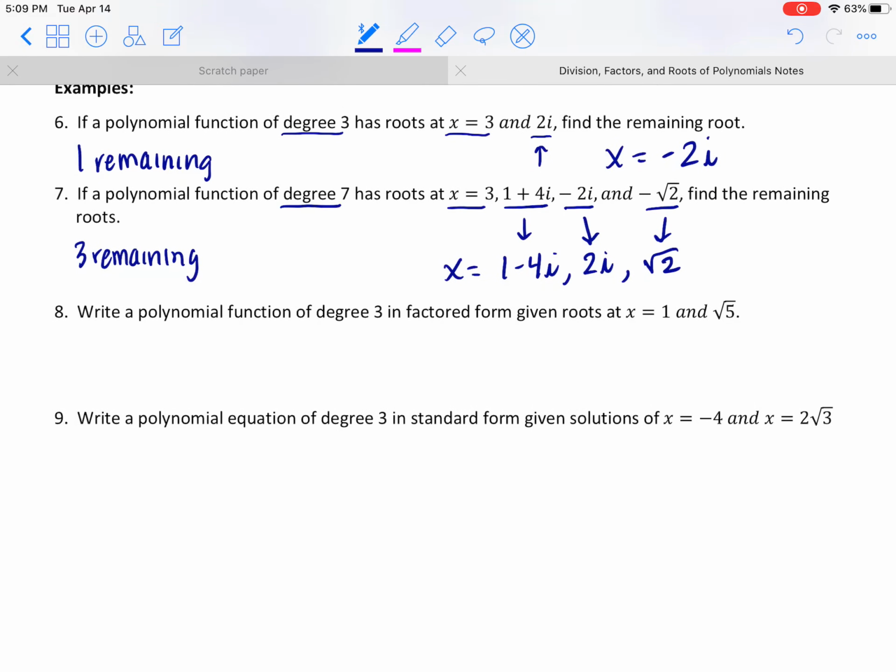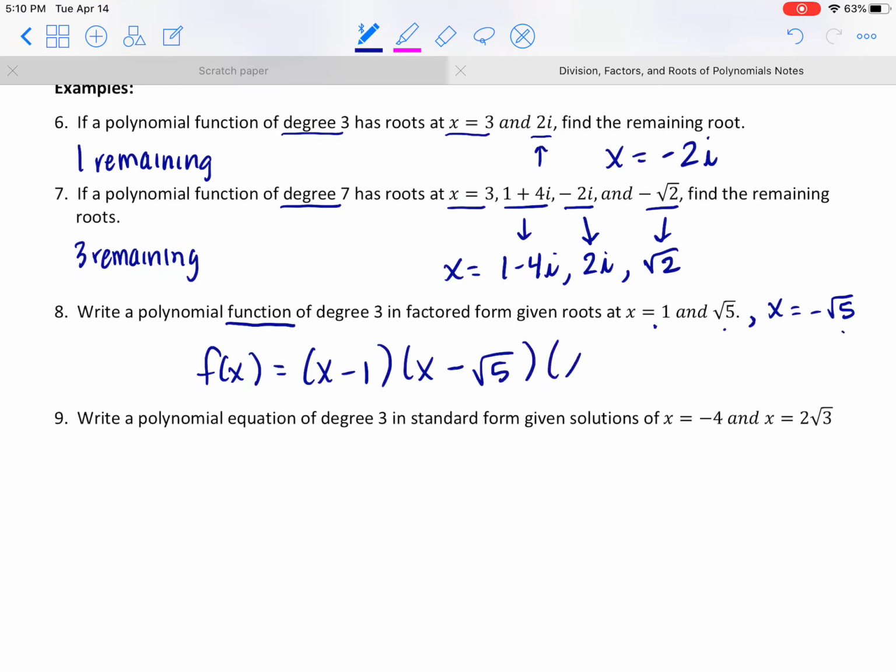Okay. Also, it could be asked to write a polynomial function of degree 3 in factored form. So if x equals 1 and x equals radical 5, then we know we have a third root. X is also going to be equal to negative radical 5. So we could write a function like f of x in factored form. If positive 1 is a root, then x minus 1 is a factor. If radical 5 is a root, we can say x minus radical 5 is a factor. And if negative radical 5 is a root, we could say x plus radical 5 is a factor. Okay? So there's your factored form.